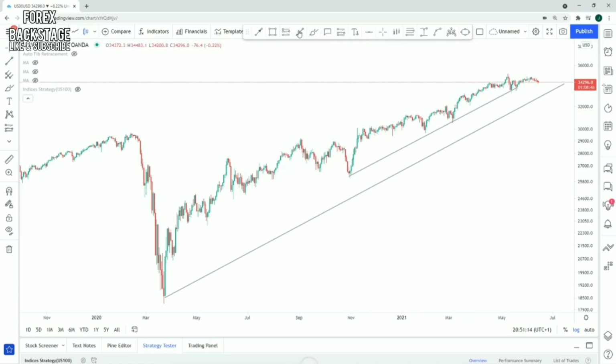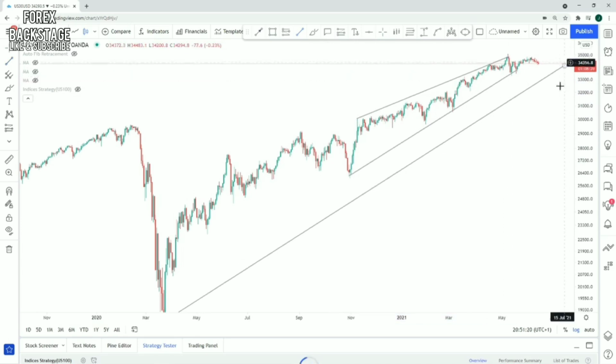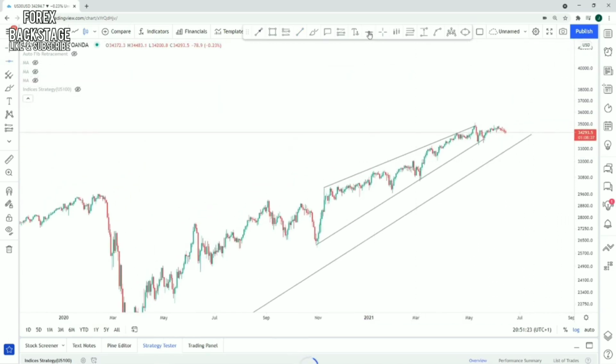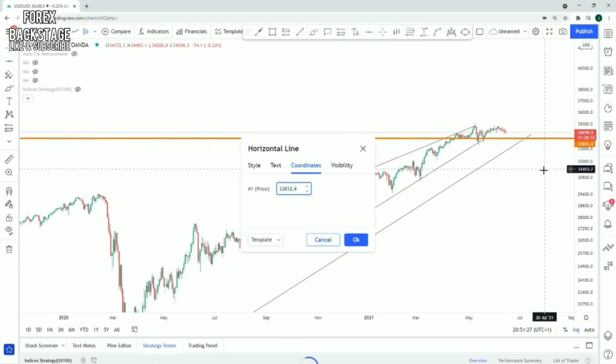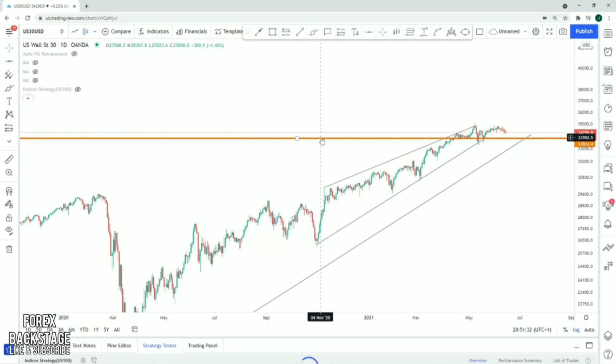I think we're going to create new highs as usual, but there will be some sellers in the market for probably a little while. I want to see price back down to at least this 33,000 level before going long on US30.